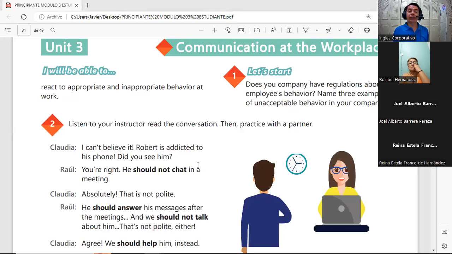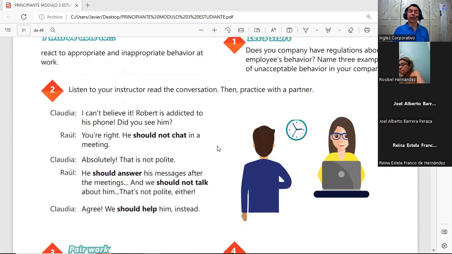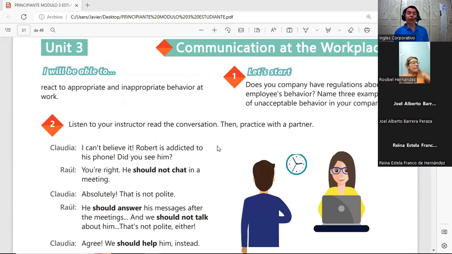Okay. The next lesson is page number 31, right? And it says, I will be able to react to appropriate and inappropriate behavior at work. So, does your company have regulations about employees' behavior? When I say regulation, for example, no smoking, no mean words, no shouting, no coffee, no jeans, no eating. What else? No cell phones, etcetera, etcetera. No football. In the World Cup that happened.